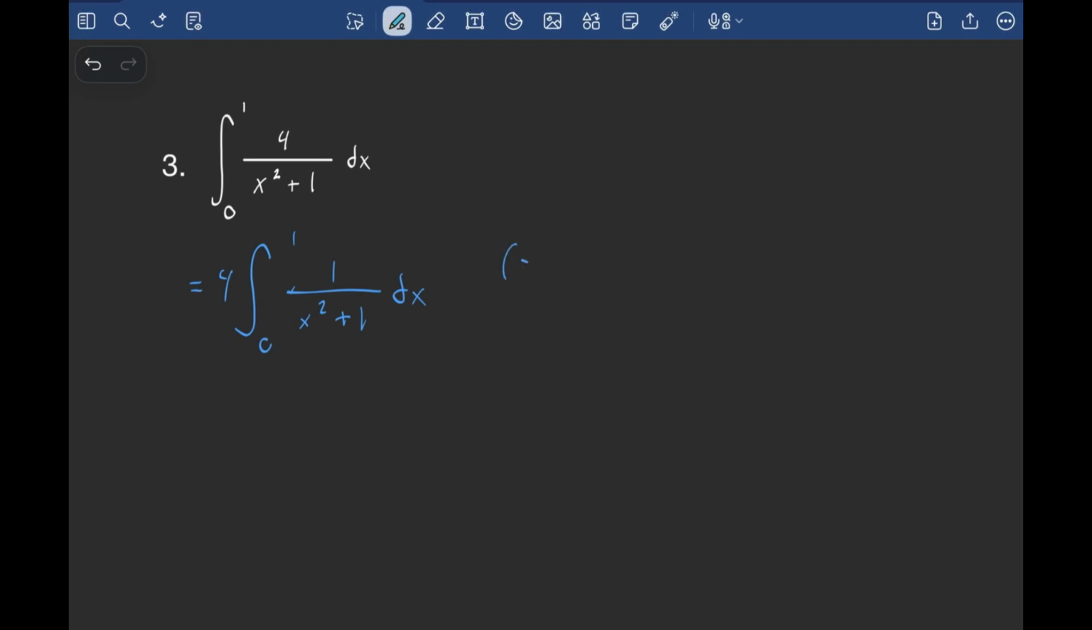We know that the derivative of arctan x is actually 1 over 1 plus x squared. And we have the same thing here, except the 1 and the x squared have switched order, but that doesn't matter because they're equal to each other. So we have our antiderivative.